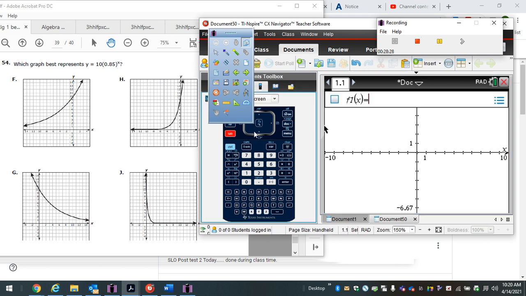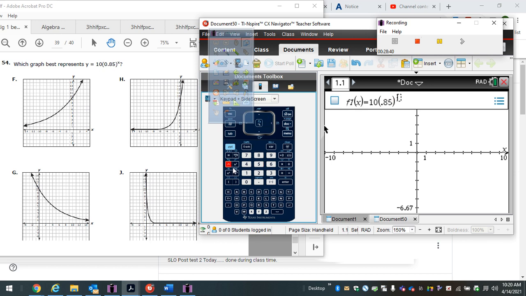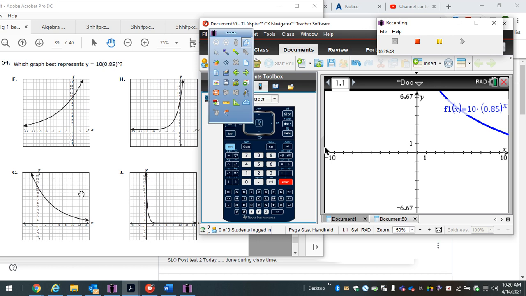Okay, so I'm going to go to tab, and we're going to go with 10. Remember, don't put the y equals, guys. Parentheses, 0.85, and then raise that to the x. Okay, so I think it's that one. Okay, so we're going to go with G.